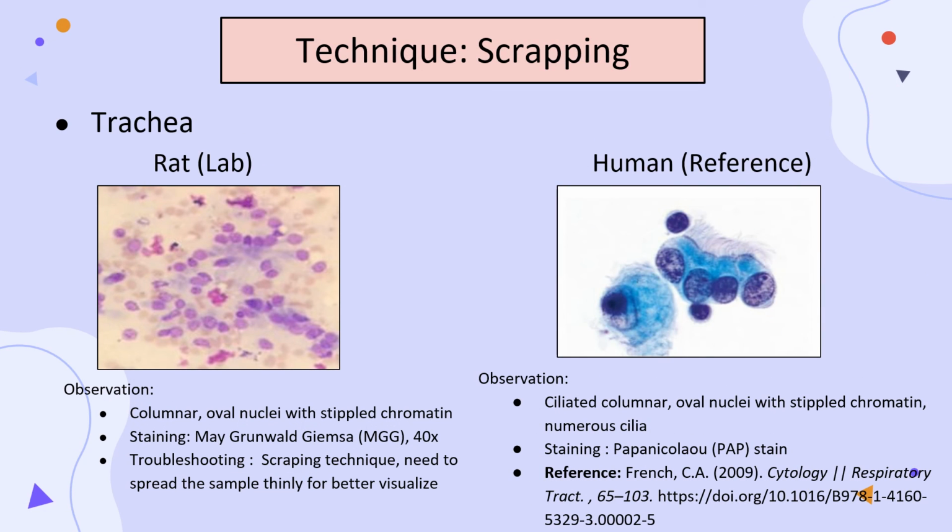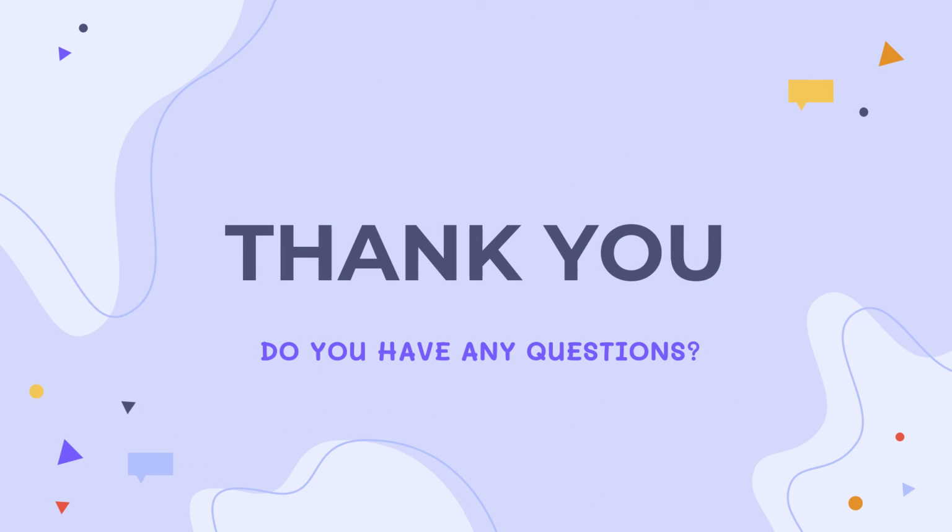Lastly, for the scraping technique, we use it on the rat trachea. Picture on the left shows our group result. The cells present are columnar, with oval nuclei with steeple chromatin. Compared to the reference, the cilia are not clearly seen. The staining we use is MGG. For troubleshooting, we need to spread the sample thinly for better visualization. That's all from us.